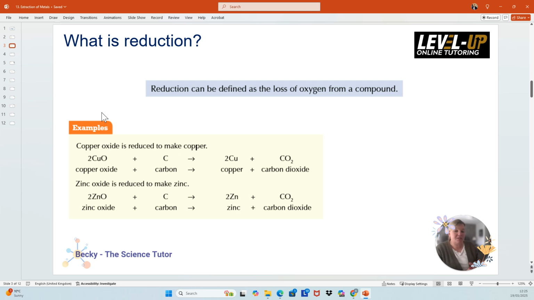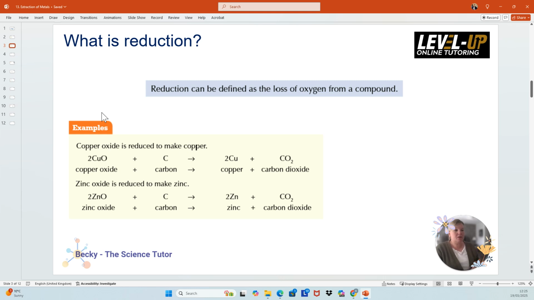The reverse of that is reduction. So reduction is basically removing that oxygen from that element or compound, or in our terms, from that metal. So the reduction is the loss.